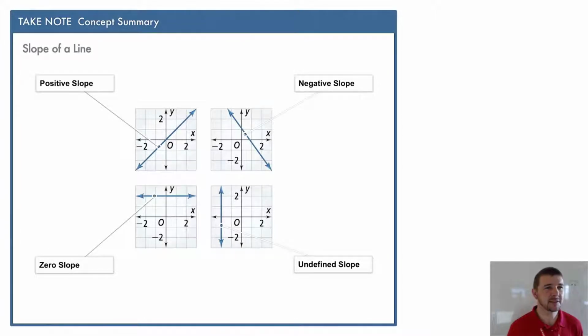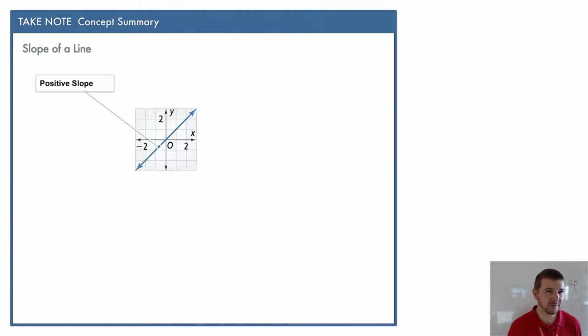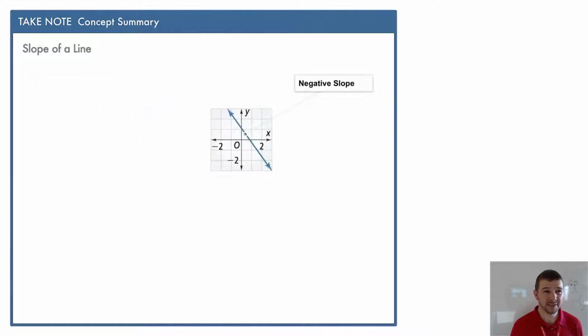Take note, concept summary, the slope of a line. In the top left, we see a graph representing positive slope. So the line is moving upward and to the right. To the top right, we see negative slope. The graph is moving downward and to the right.